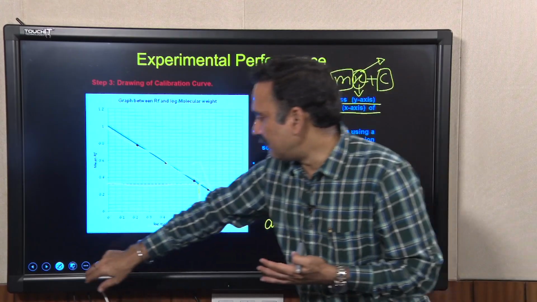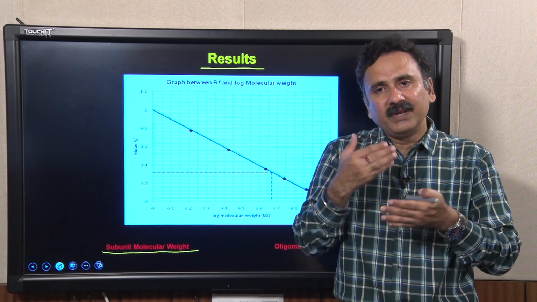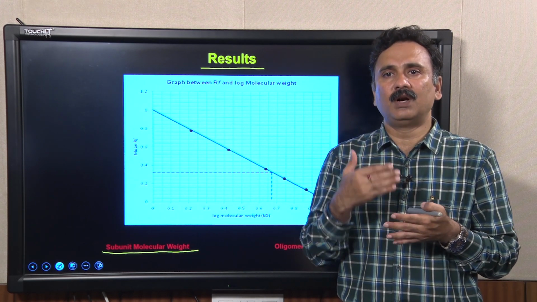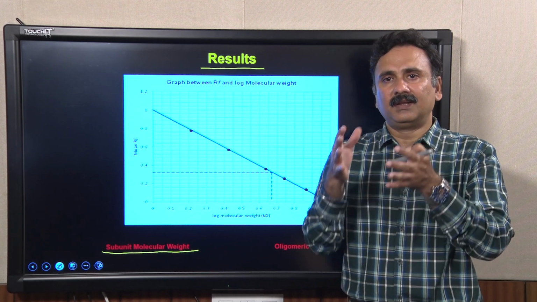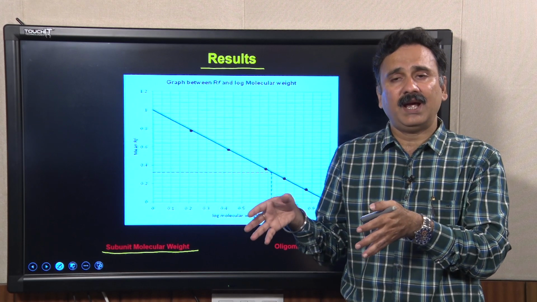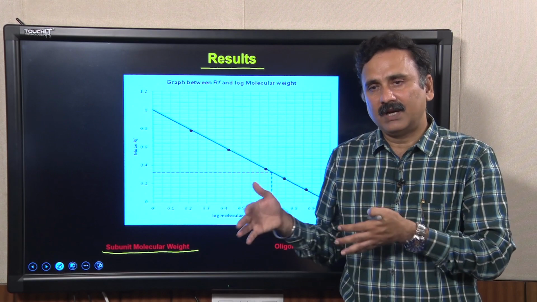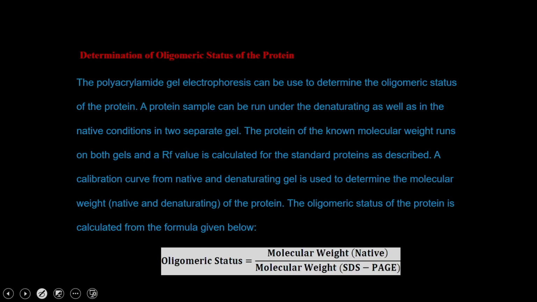What you can also combine along with this analysis is that, if you determine the molecular weight, you can determine the subunit molecular weight, but if you want to explore the oligomeric status of this particular protein, then you can run similar proteins on a native PAGE, and then you can determine the oligomeric status, which we are going to discuss in the next slide.